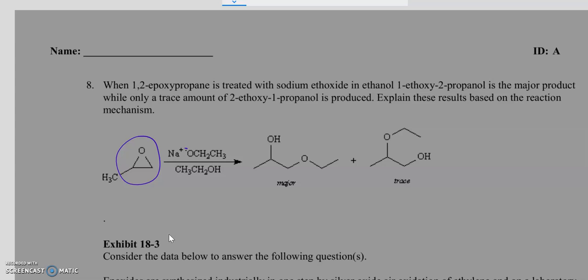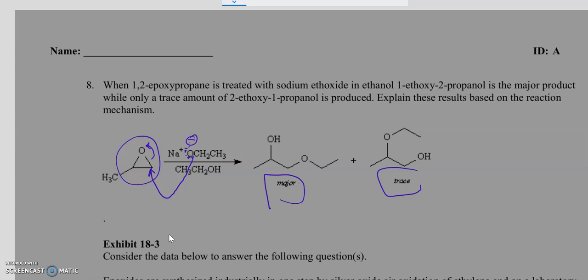This oxygen will relieve the strain on this ring, so it's going to attack to open it up, right? So this lone pair, we have a negative charge on this oxygen. This oxygen is going to attack one of these carbons, to the right or to the left. Now the question is, which one is more feasible? Obviously, the less hindered one is going to be more available to react. So it's going to open up here, attacking from the right. Once we do that, we're going to get this major product.